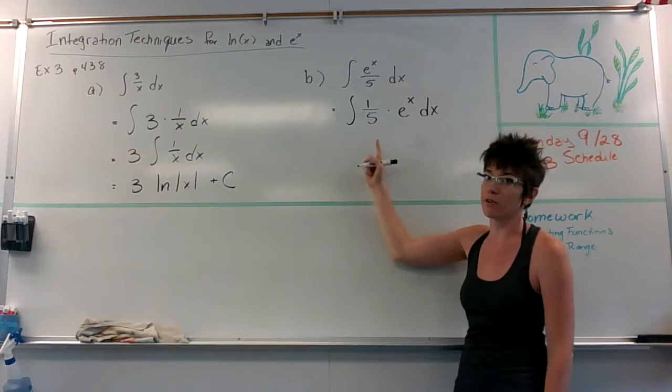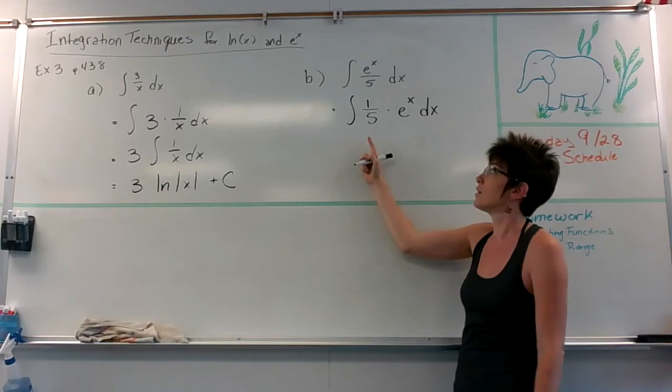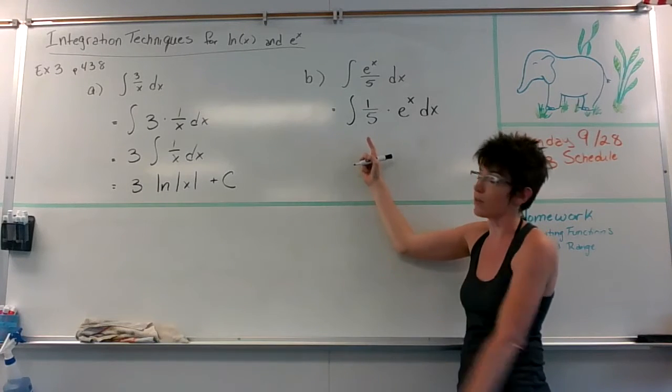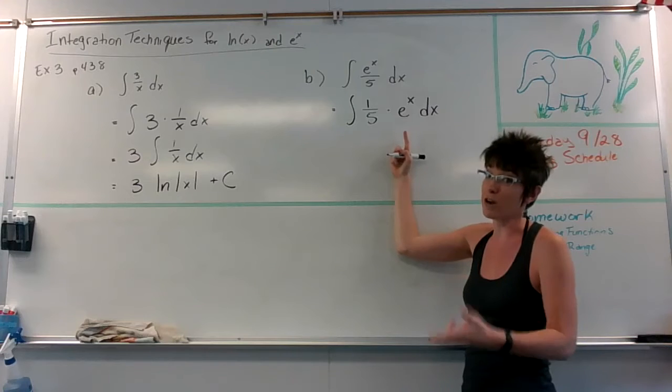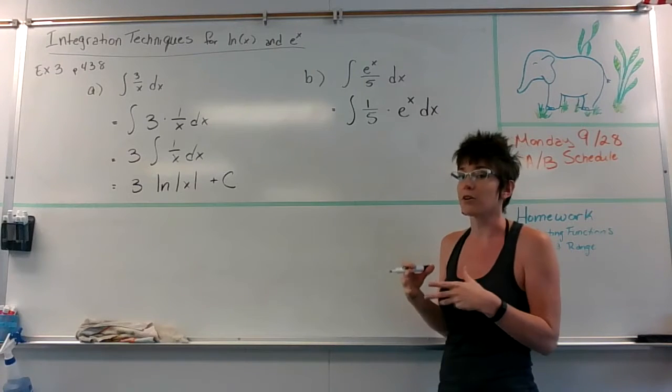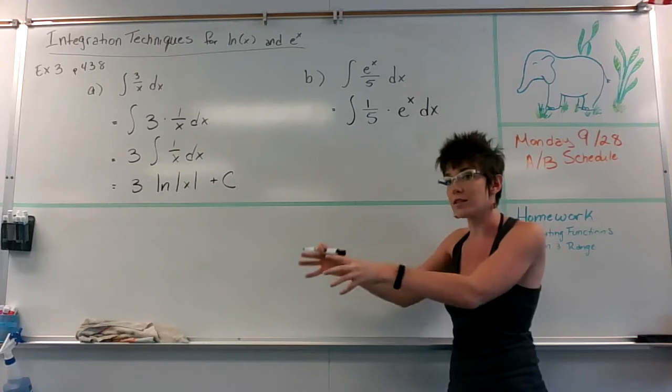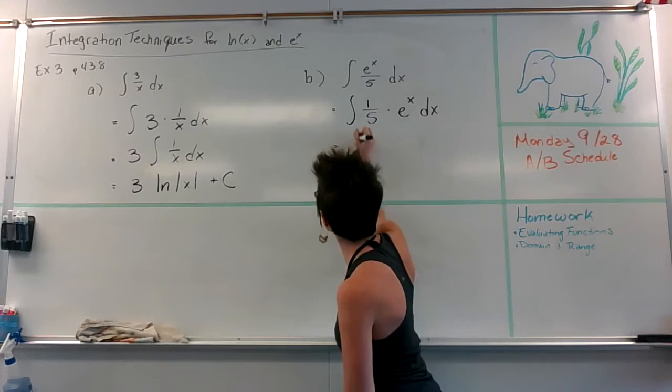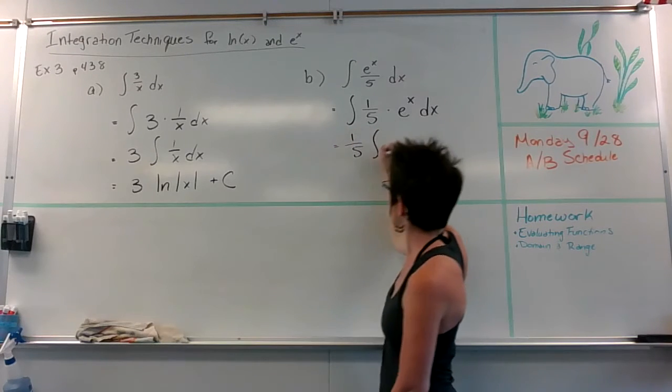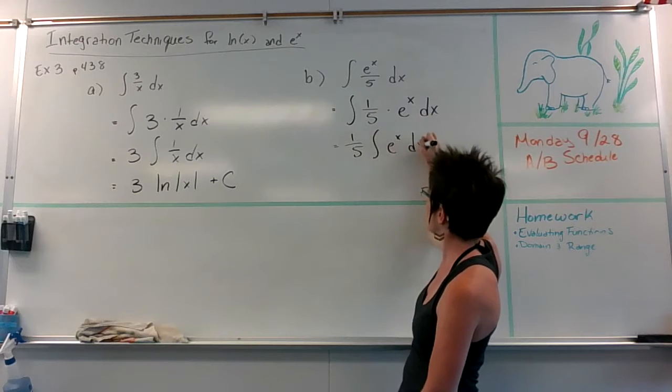Notice here, 1 over 5, that's my constant. This is my constant multiple, the number part of it. This e to the x is the actual function part. Again, based on integration rules, I can pull that constant out in front of the integral. So this becomes 1 over 5 times the integral of e to the x.